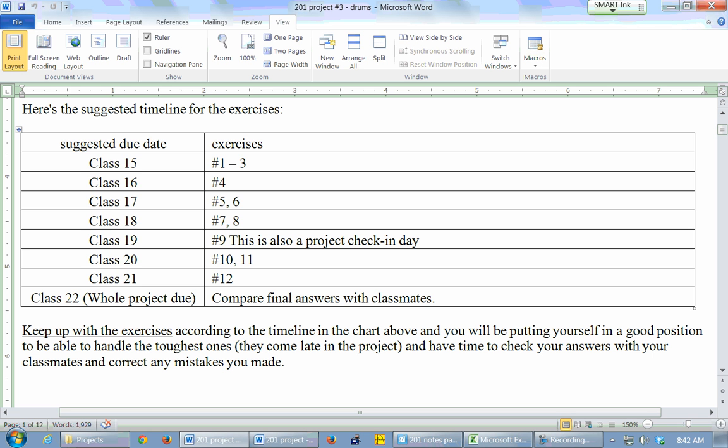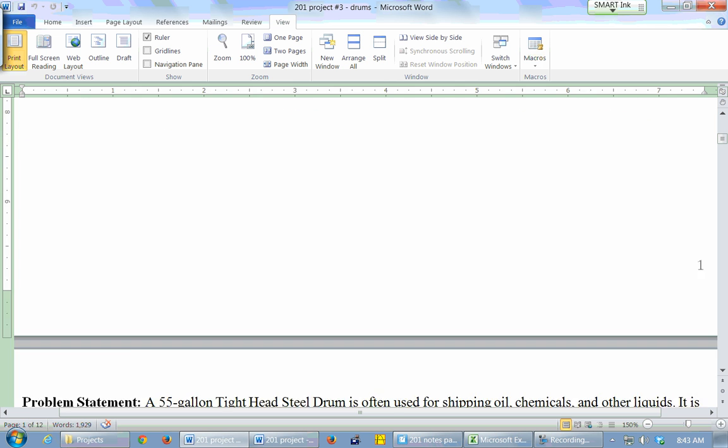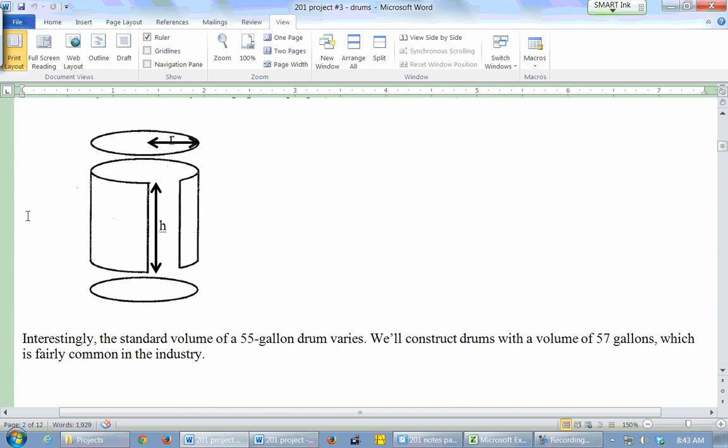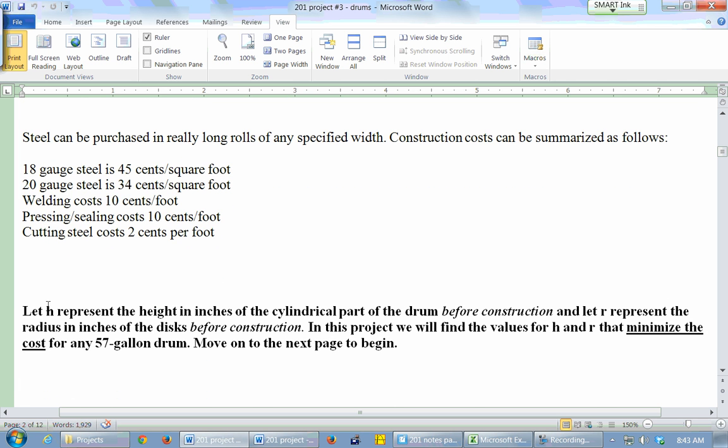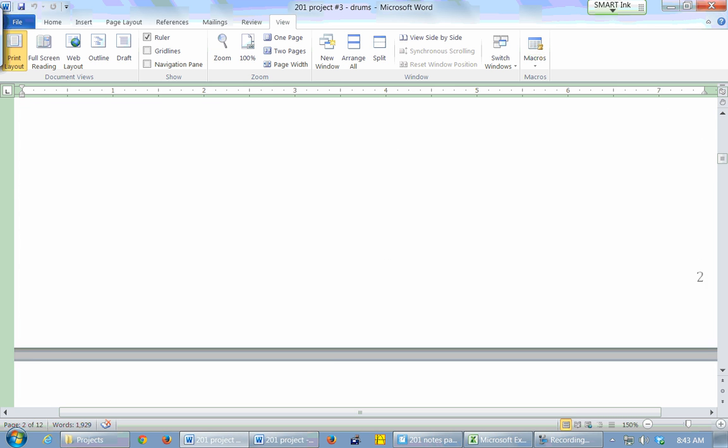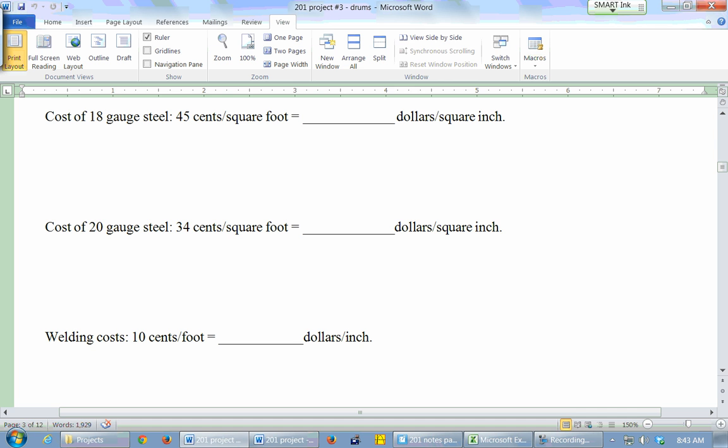I have given you a little timeline here and some diagrams. This is how the steel drum is built. It's not a complicated object. We take one rectangular sheet of steel, curl it up to make the barrel part, the cylindrical part, and then you put a disc on the top and a disc on the bottom and crimp them together. And I've given you a bunch of costs, how much the steel costs, how much it costs to weld steel, how much it costs to seal the top to the cylinder. And the rest of the project walks you through little bit by little bit how to do this problem.